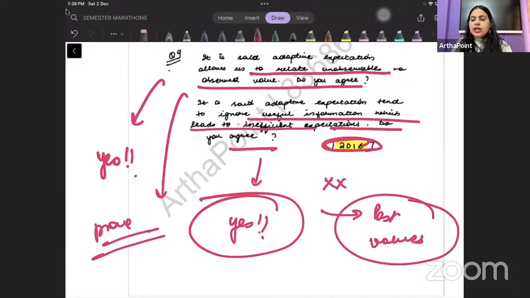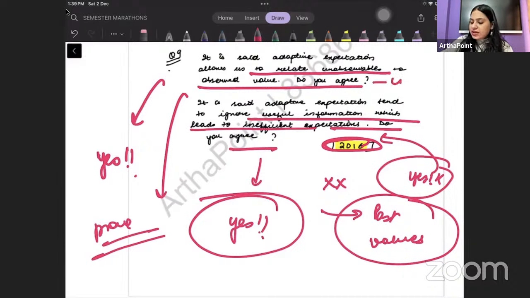It does not consider any new information. It is just based on past values. So is it inefficient? Yes, because it keeps making systematic error. So you will explain this. So we will agree with both the statements and we will explain them.